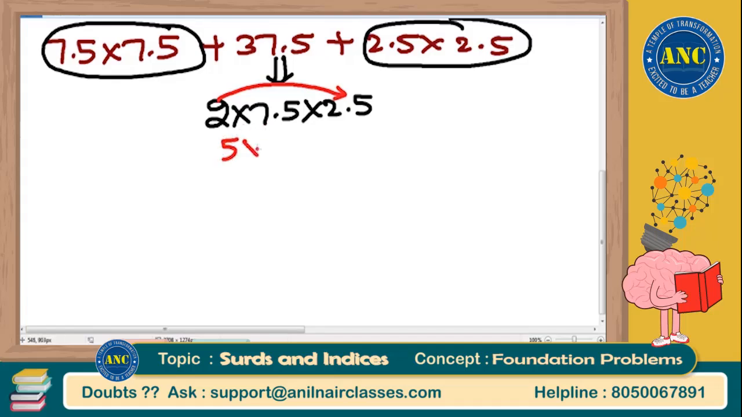What is 5 into 7.5? 5 into 7 is 35. 5 into 0.5 is 2.5. 35 plus 2.5 is 37.5, which is exactly what is there in the middle term.